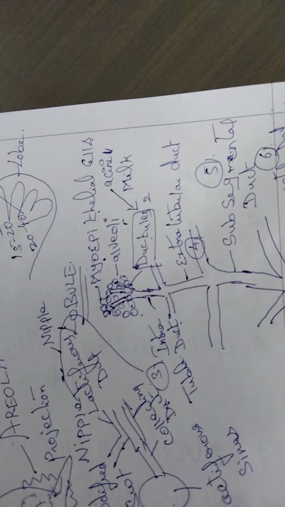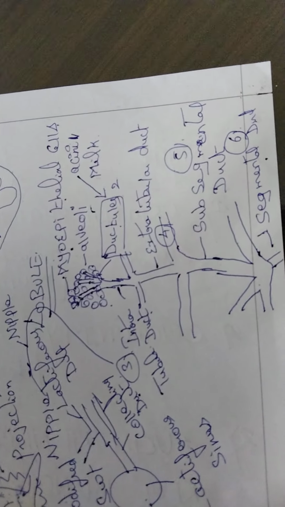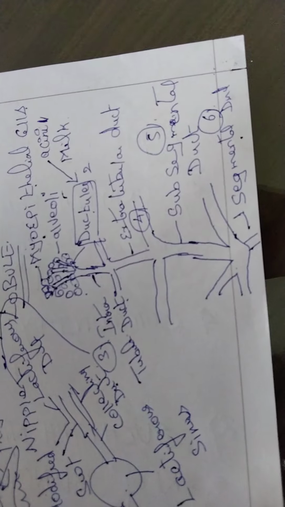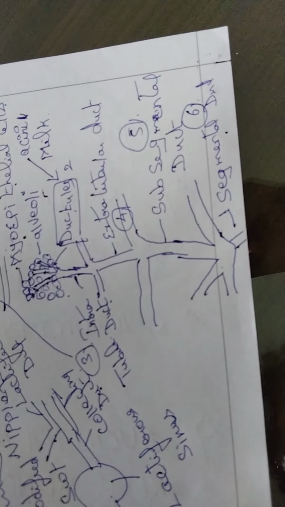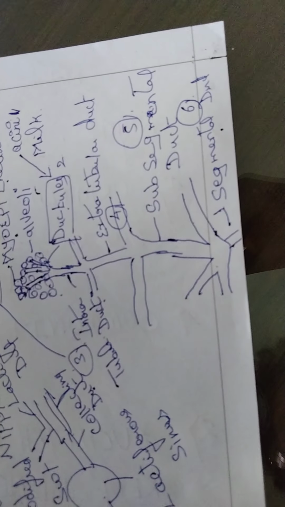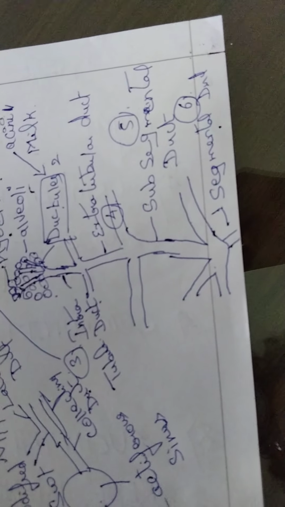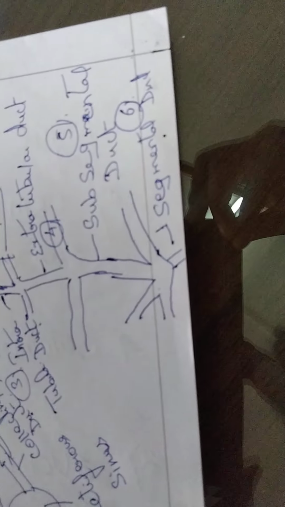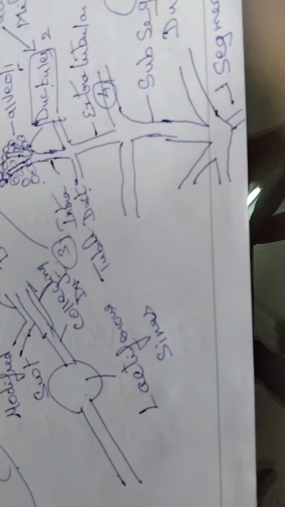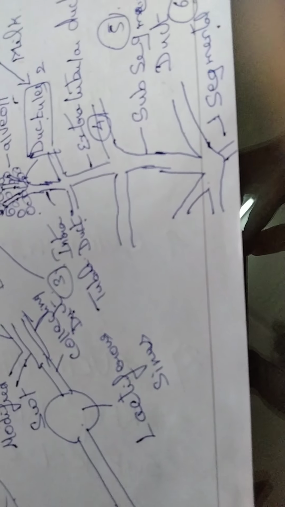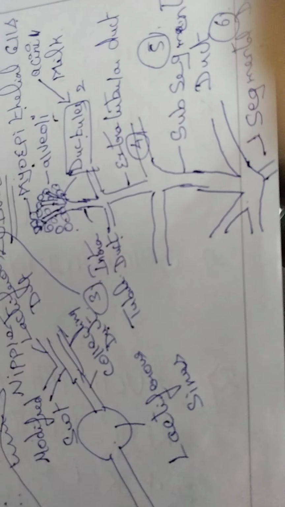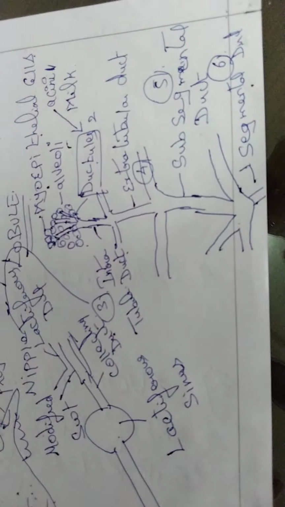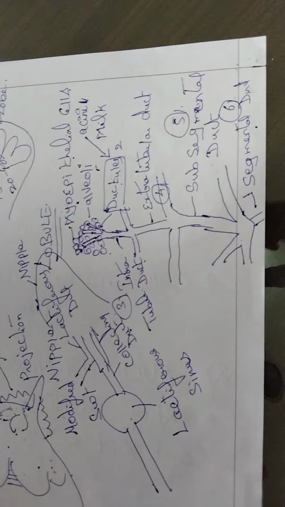So just recall. The first one is the myoepithelial cells or the acini cells. Then it enters into the ductules. From the ductules it enters into the intratubular duct, from intratubular to extratubular duct, from extratubular duct into the subsegmental duct, from the subsegmental to the segmental. From the segmental to the lactiferous sinus, from the lactiferous sinus to the collecting duct, and from the collecting duct it enters into the lactiferous duct. From there it enters into the nipple.